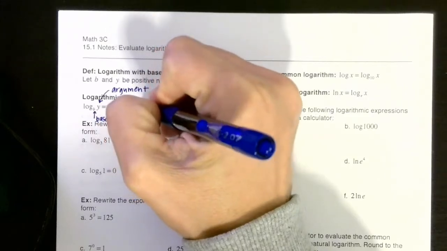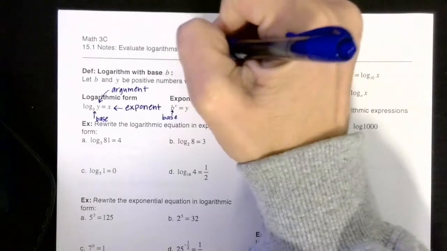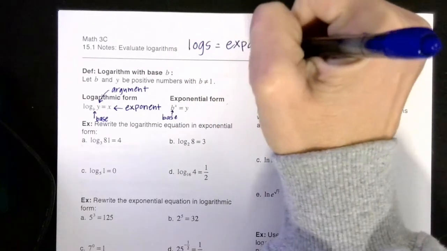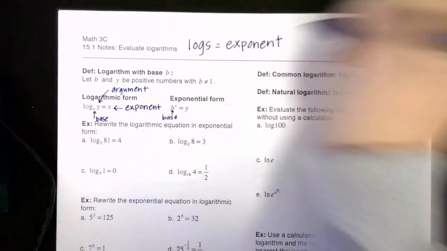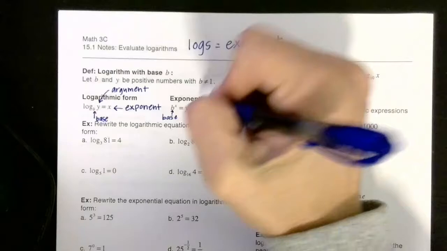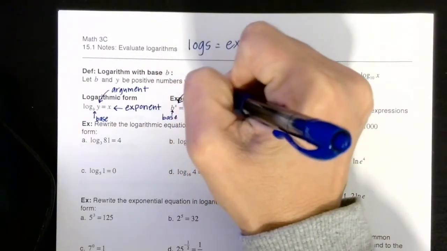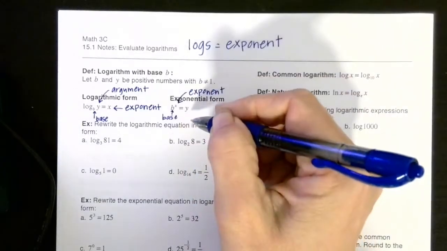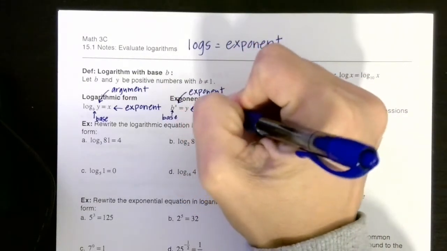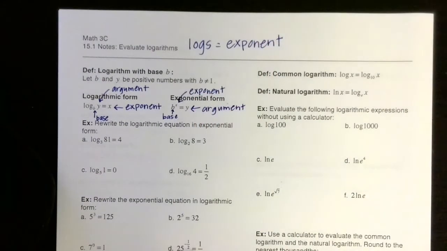So one thing that I want you to get stuck in your brain is that logarithms equal exponents, okay? Their whole purpose is for us to figure out what the exponent is. So they're the inverse of the exponential. So here we have the exponent, and when it's in exponential form, the argument becomes the value, right? You're solving for it that way. That would be the way that it translates.